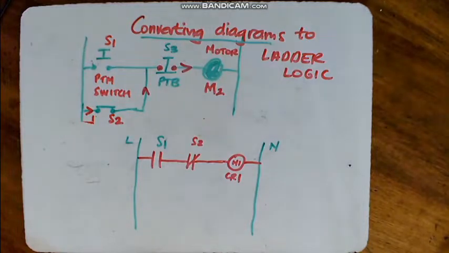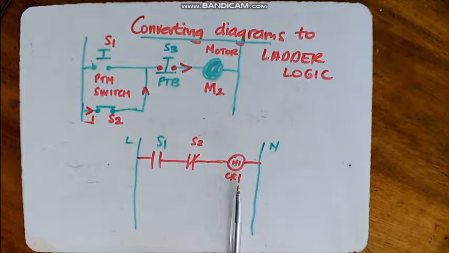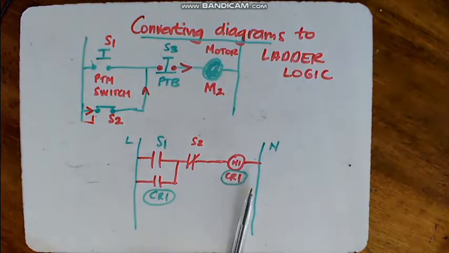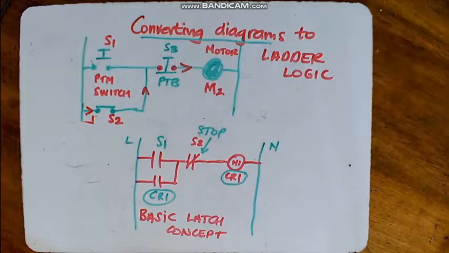When push button S1 is actuated, the motor M1 will energize, closing the normally open auxiliary contact CR1. CR1 has to be in parallel with that switch. When the push button is released, the closed CR1 auxiliary contact will maintain current to the coil of M1. This will latch the circuit on and keep it on until S2 is pressed. S2 is also called a stop switch. This circuit is called a basic latch concept.